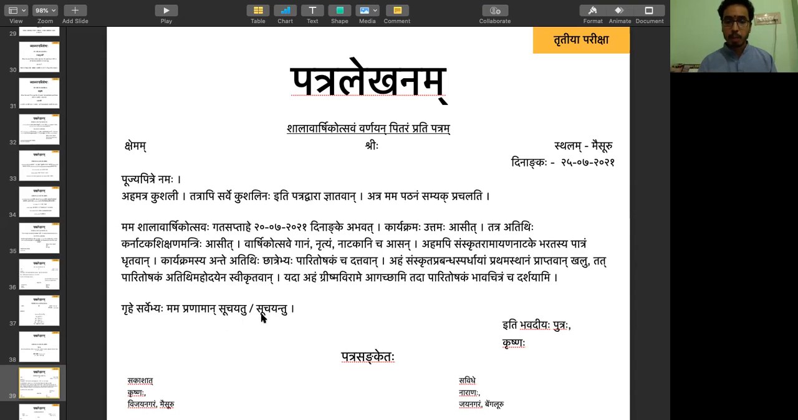Grahe Sarvebhyah Mama Pranama Suchayantu. Here Suchayantu will be there. Suchayantu will be removed. Iti Bhavadiha Putraha Krishna. Patra Sanketa, again, Sakashat is from. Savide is to. So Sakashat, Krishna, Vijayanagaram, Mysuru. Please remember, Mysuru here, Bengaluru here, wrong. Mysuru here and Mysuru should always be here. Savide, Narayana, your father's name is Narayana, Jayanagaram, Bengaluru. So this is your model letter for informal letter.